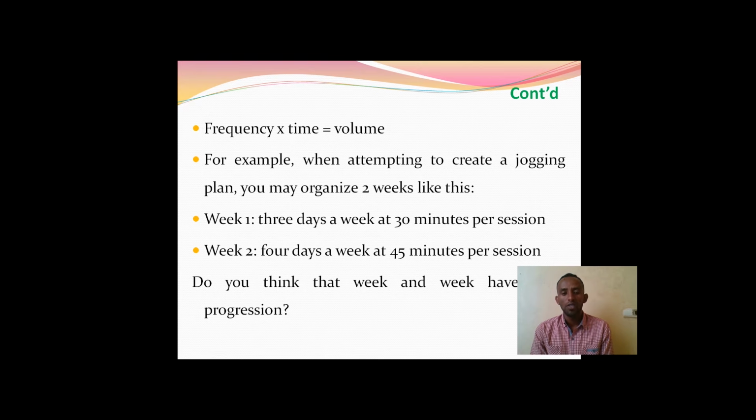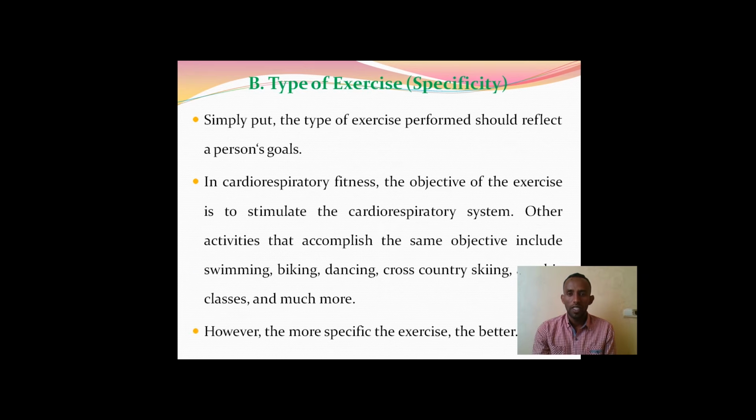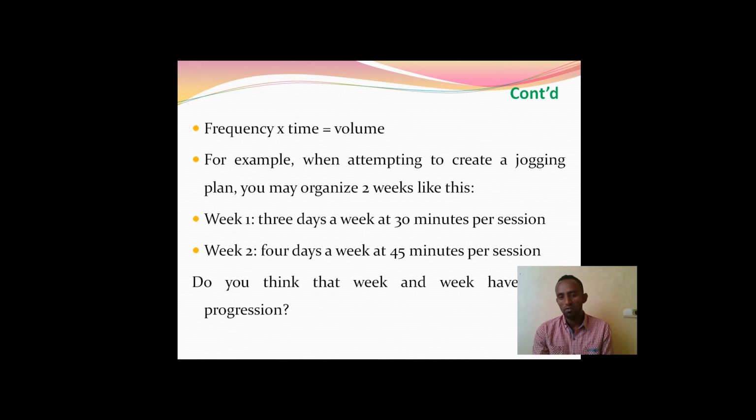And then, do you think the weeks have a good progression, right? That means from week one to week two, do they have a good progression in terms of volume? That is the question now. In short, the amount of time in the first week is 30 times 3 days, which is 90 minutes, but here 4 times 45 is 180 minutes. So it's perfectly double the first week.